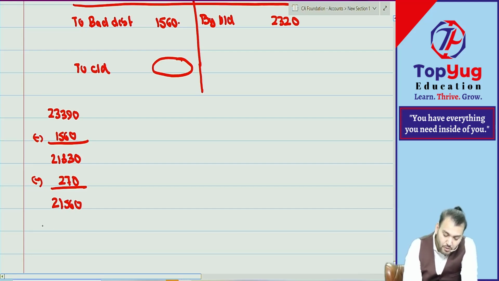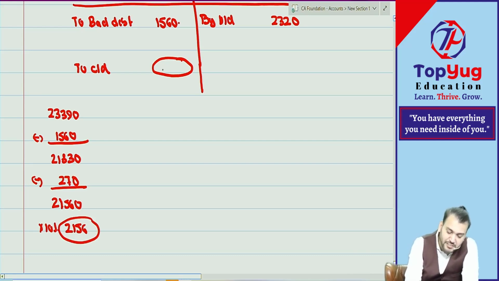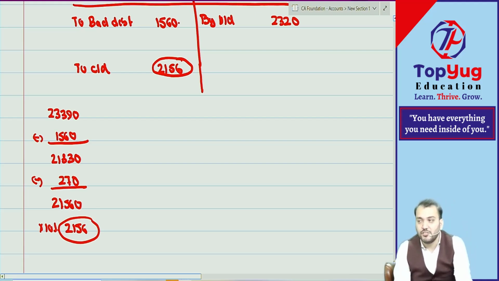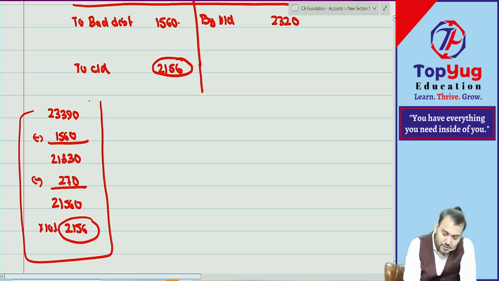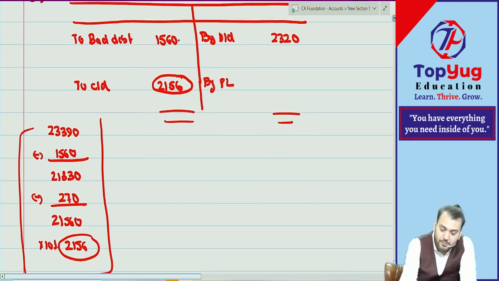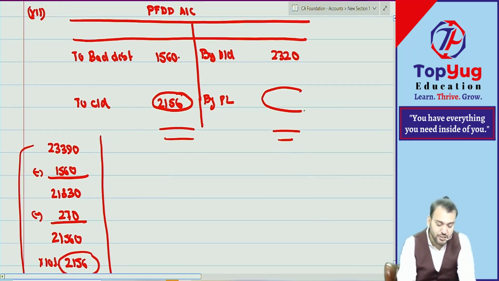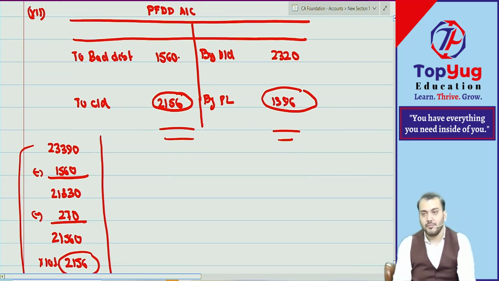Of 21560, we will calculate 10%. 10% comes to 2156. Remember this. So what is the amount to be debited to the P&L account? This difference will be the P&L account: 1396.